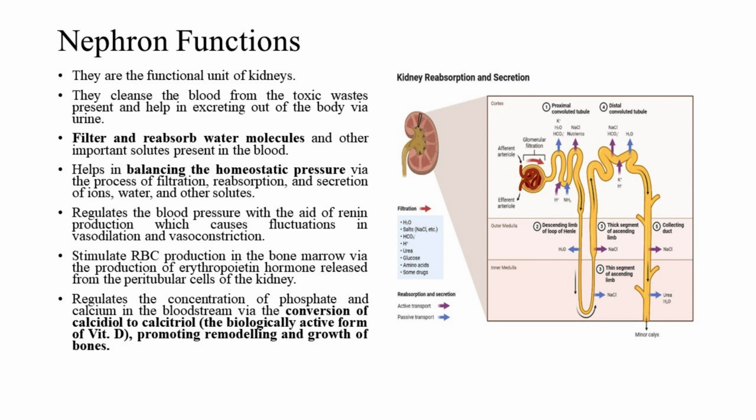Stimulate RBC production in the bone marrow via the production of erythropoietin hormone released from the peritubular cells of the kidney. Regulates the concentration of phosphate and calcium in the bloodstream via the conversion of calcidiol to calcitriol, the biologically active form of vitamin D. Promoting remodeling and growth of bones.